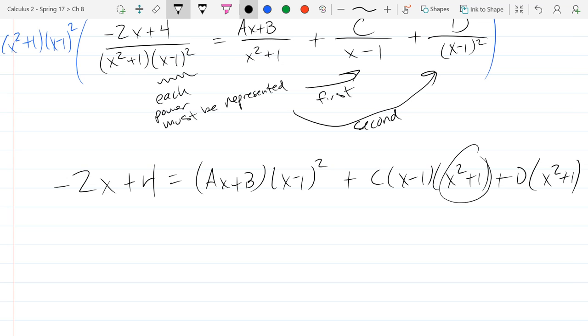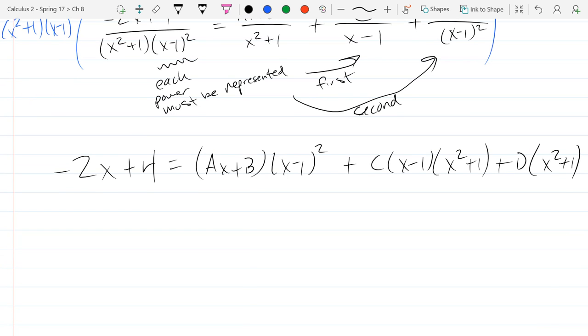There is one x value that will make this somewhat better. It'll let us find one of these constants. Which x value makes a lot of this disappear? Which real x value? One. It makes all those x minus ones go away. So let's use the one x value that we can and figure out whatever we can from that, and then we'll go and do matching coefficients.